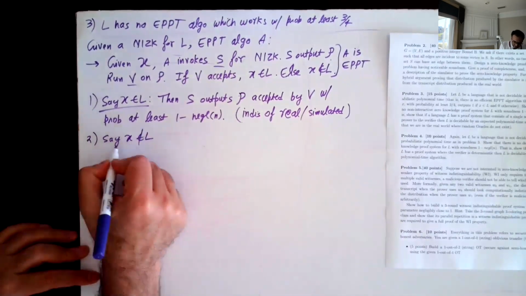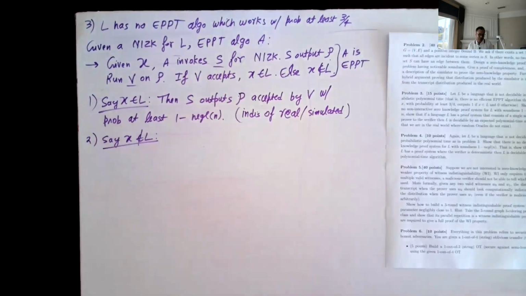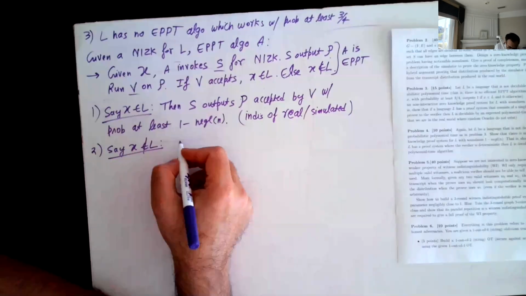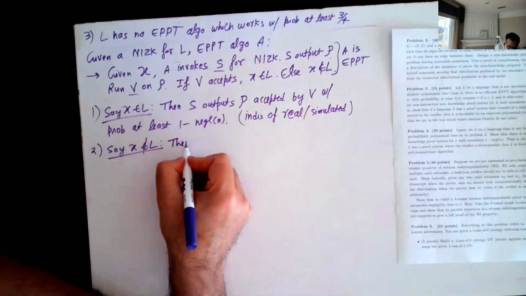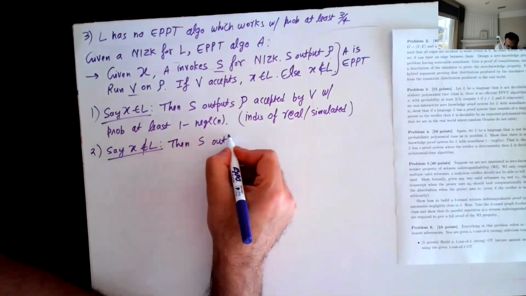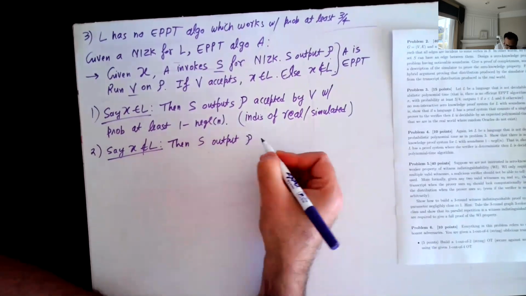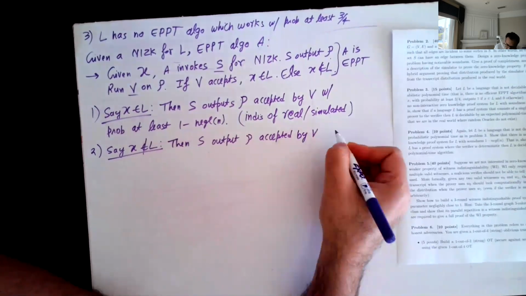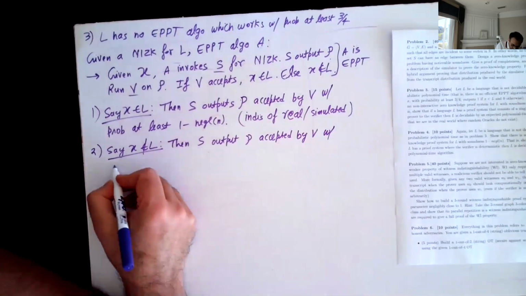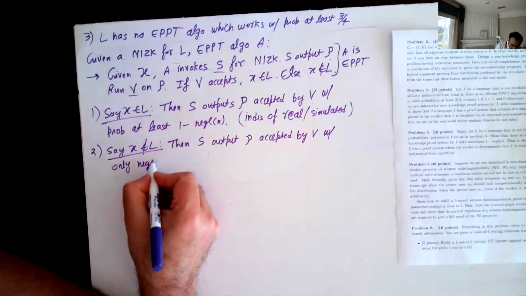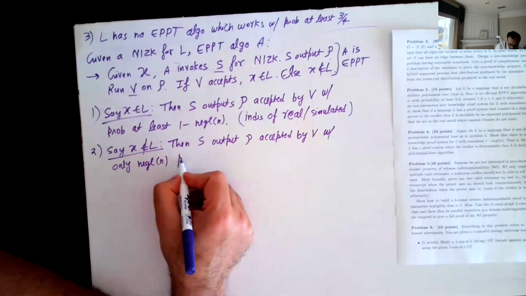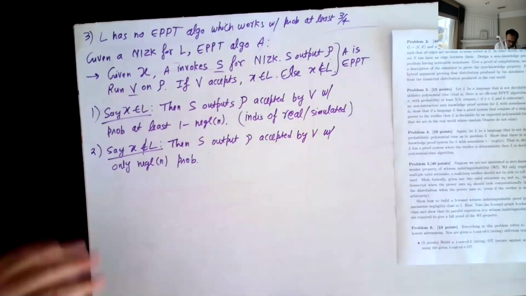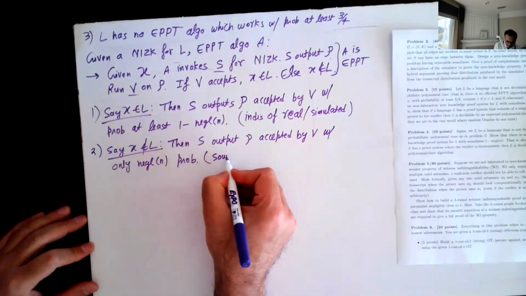What if X is not in L? And here we are hoping to rely on the soundness property. Then my claim is that if that is the case, then the simulator outputs pi accepted by V with only negligible probability. And why is this the case? This actually follows from soundness.